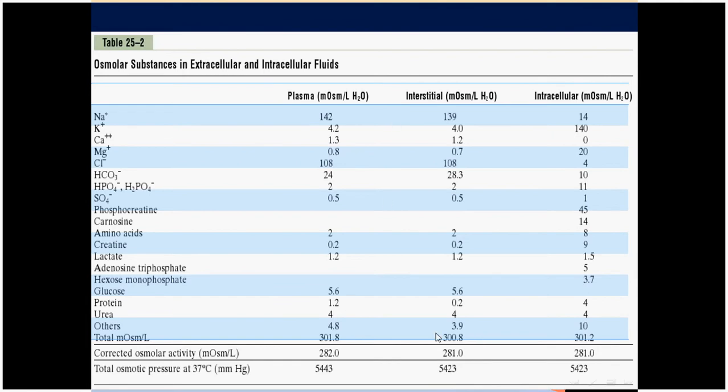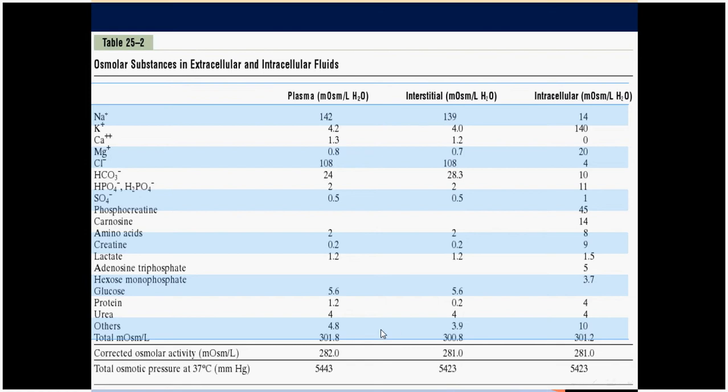The difference between the two, as I have mentioned before, is the 1 milliequivalent of protein in excess of that of the interstitial, which is 0.2. But the corrected osmolarity, when you multiply it by 0.93, will give you the corrected osmolality, which is 282 for the plasma and 281 for the interstitial tissues. And this is the osmolality.